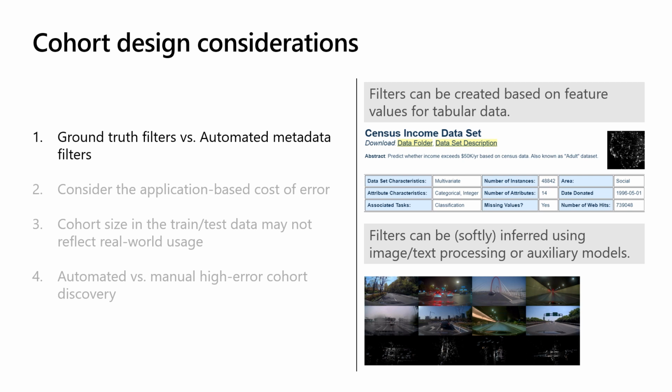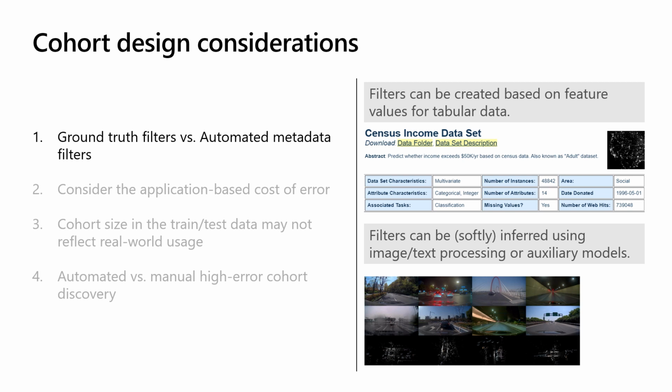A common question for practitioners is how to design these cohorts in the first place. Here are a few guidelines that one can take into consideration during this process. First, cohorts can be created either by using ground truth or automated filters. For example, for tabular data, one can use the very features used in the model to define cohorts. For data that is more in the vision space and that may not have metadata associated with it, it is also possible to aim at generating the metadata with automated methods.